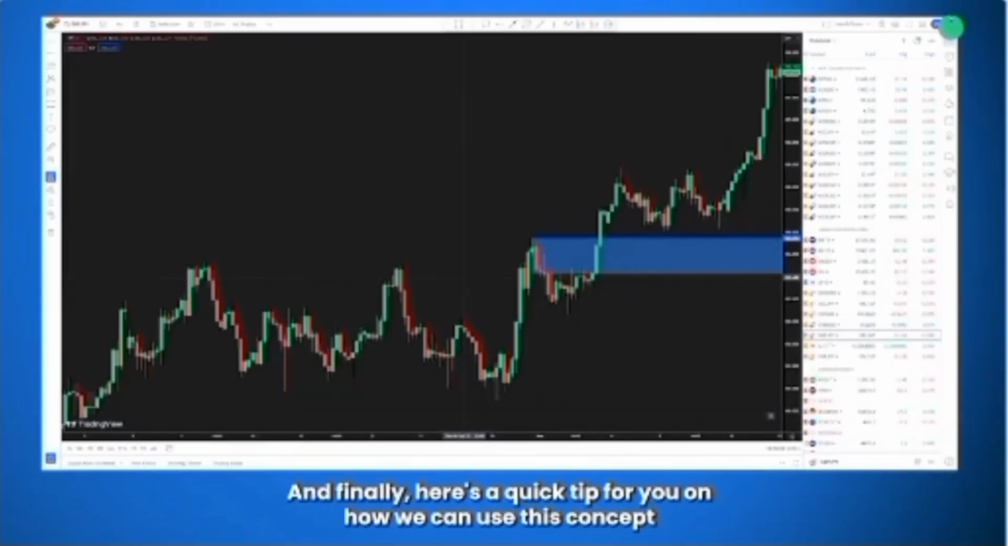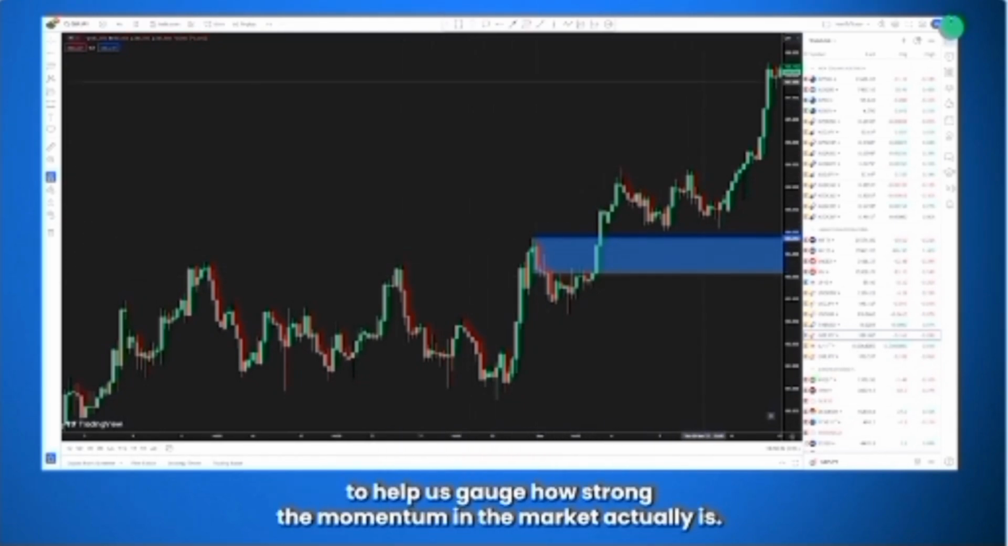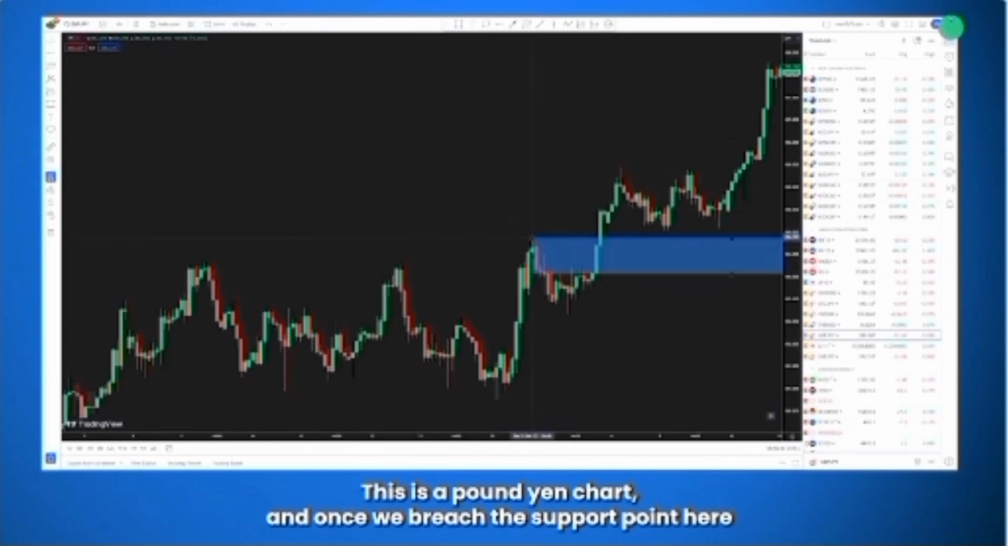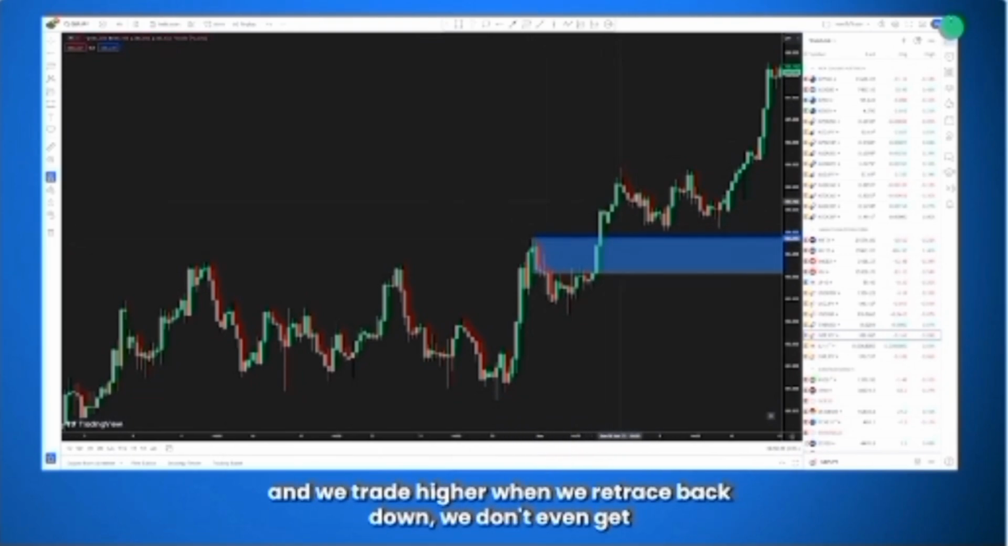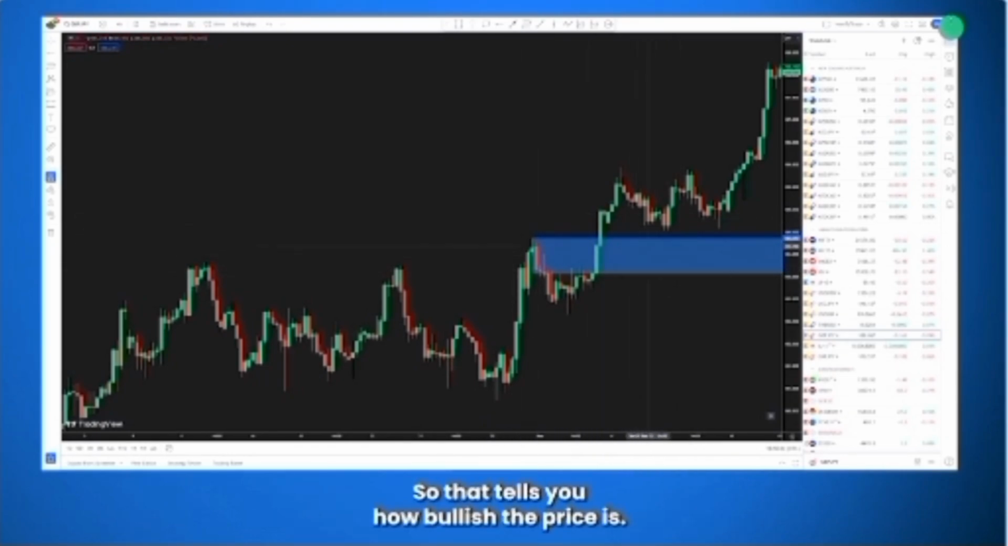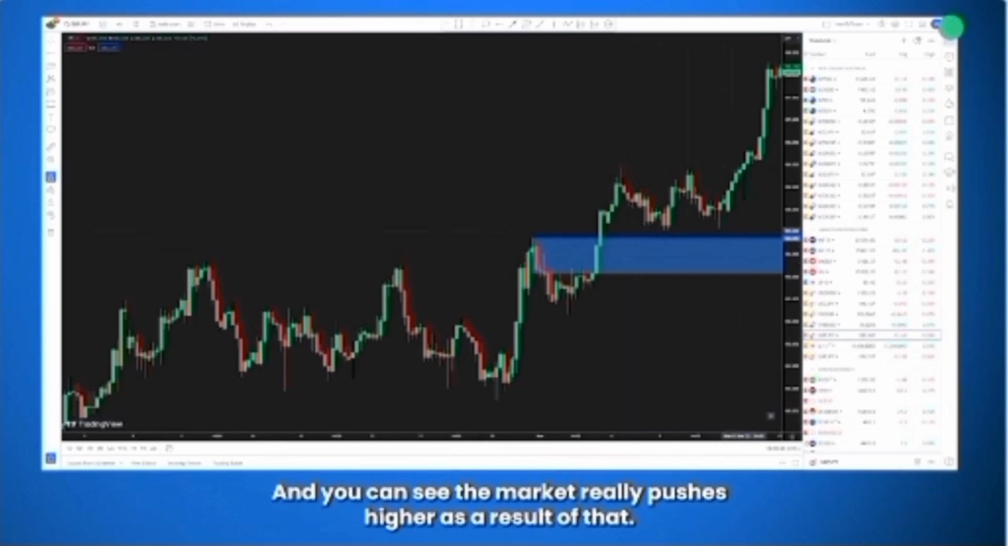And finally, here's a quick tip for you on how we can use this concept to help us gauge how strong the momentum in the market actually is. This is a pound yen chart, and once we breach the support point here and we trade higher, when we retrace back down, we don't even get back down to the support, let alone trade into the demand zone. So that tells you how bullish the price is, and you can see the market really pushes higher as a result of that.